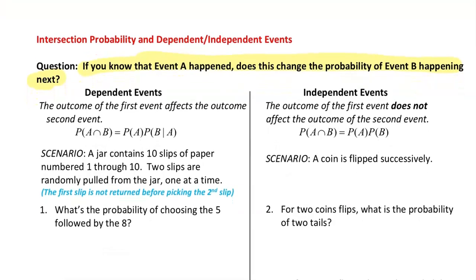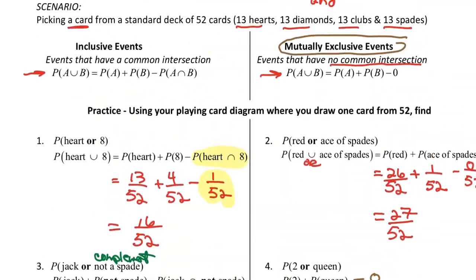So what is this downward U? Do you remember? It's the and, right? So the probability of A and B is the probability of A times the probability of B, because you've got events in a row, so you're multiplying. Okay, we're back to multiplying. How come we were adding here?